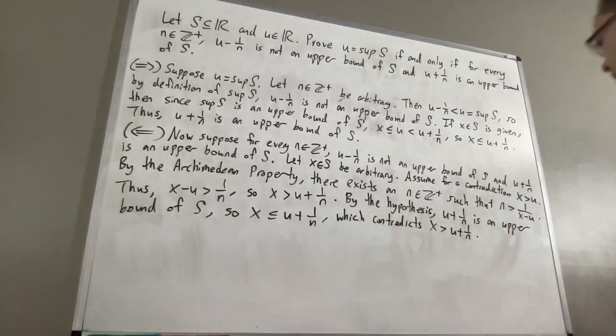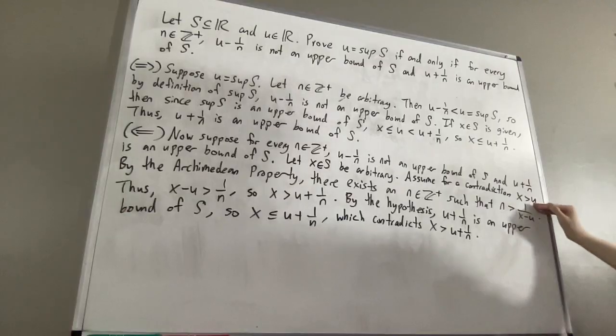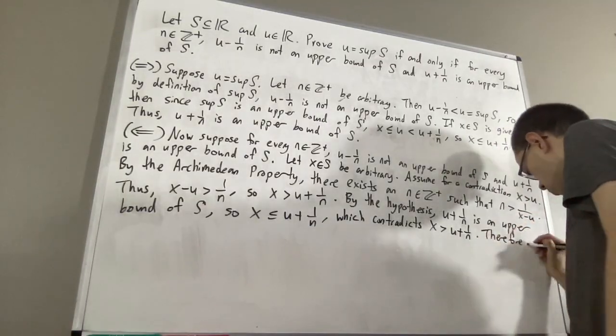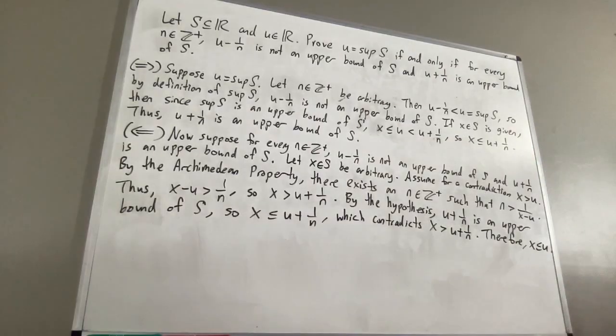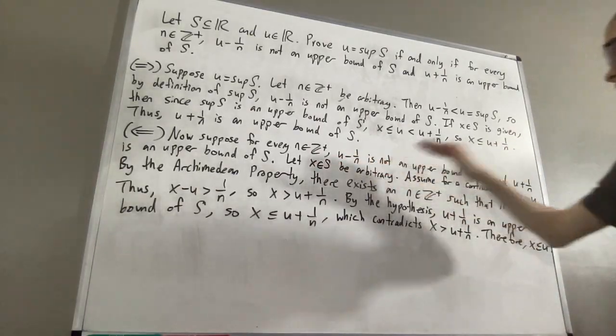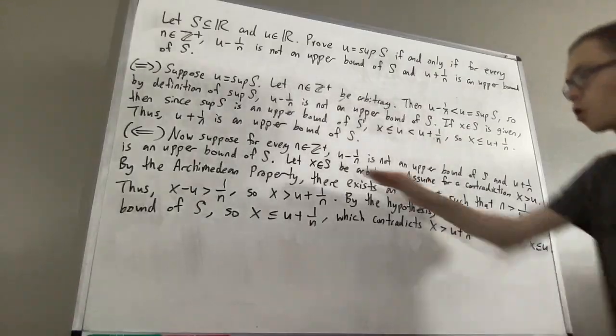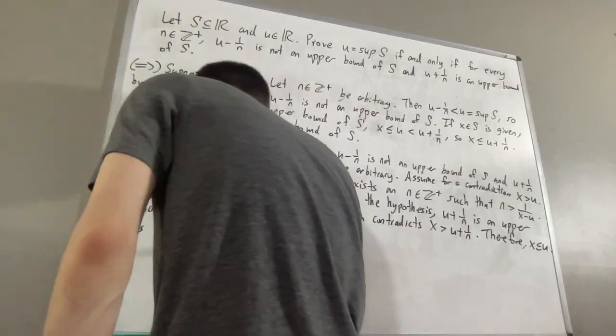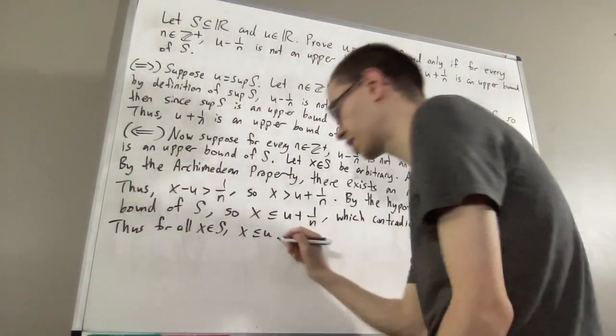Our assumption that x is greater than u led us to a contradiction, so we must instead have that x is less than or equal to u. And now putting this all together, we have shown if x is any element of S, then x is less than or equal to u. So for all x in S, x is less than or equal to u. And that means u is an upper bound of S.